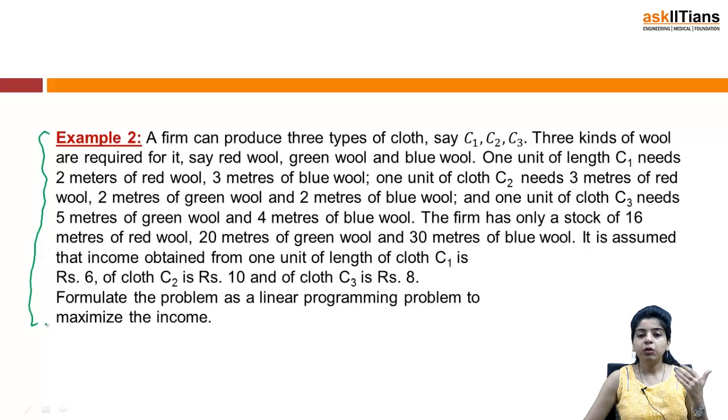At a later stage we will also be discussing the formulation and then solution of such linear programming problems. So the second example says a firm can produce 3 types of cloth, say C1, C2, C3. 3 kinds of wool are required for it, that is red wool, green wool and blue wool.